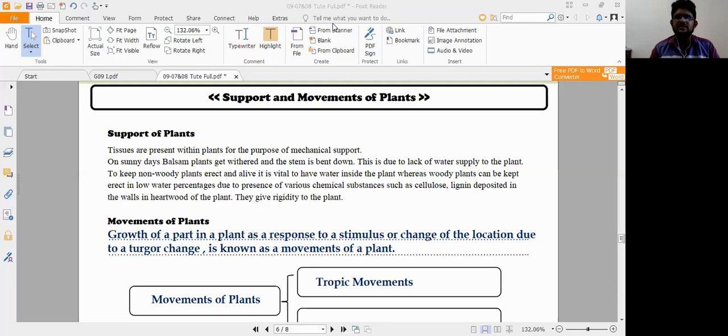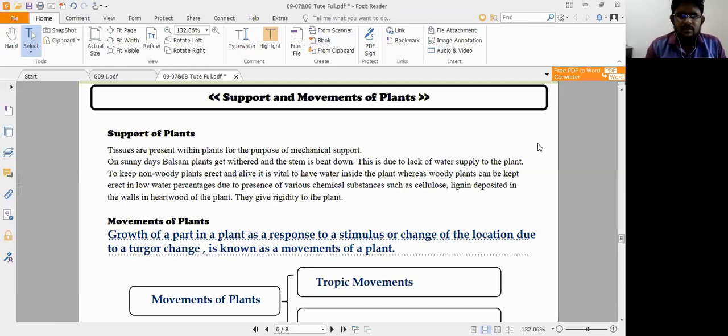So due to the turgor pressure, or maybe a stimulus, there are two words again, maybe because of a stimulus or maybe because of a turgor change, plants will be moving, they will be growing. This is what we term as movements of plants. Accordingly, growth of a part in a plant as a response to a stimulus or change of location due to a turgor change is known as a movement of a plant.